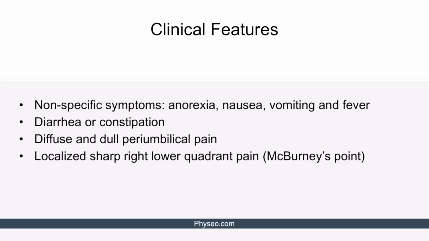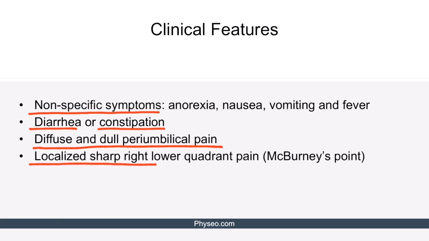Now let's discuss clinical features. Nonspecific symptoms include anorexia, nausea, vomiting, and fever. Diarrhea or constipation are also common manifestations. Diffuse and dull periumbilical pain is present initially as a referred pain from activation of visceral afferent neurons of the appendix. Due to further distension, the parietal peritoneum becomes irritated, leading to a localized sharp right lower quadrant pain in the location known as McBurney's point.